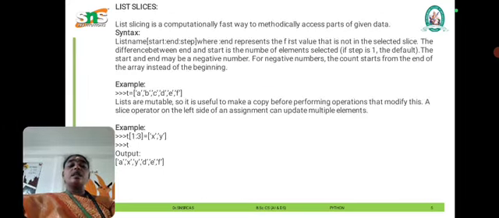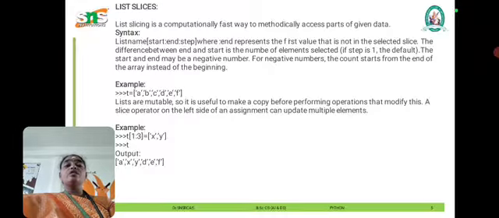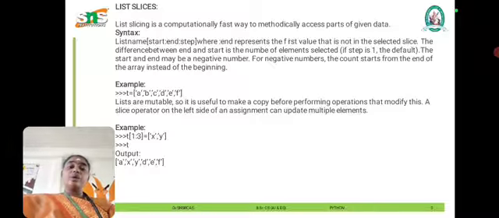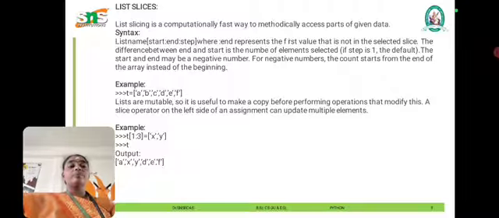List slice: extracting a portion from your list is called slicing. For example, A, B, C, D, E, F, with index beginning from 0 to 5. If you display 1 colon 3, it displays just index 1 and index 2, that is the X and Y.